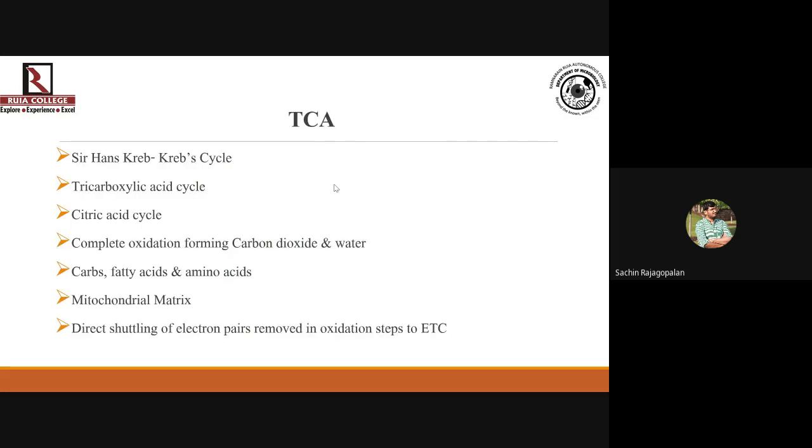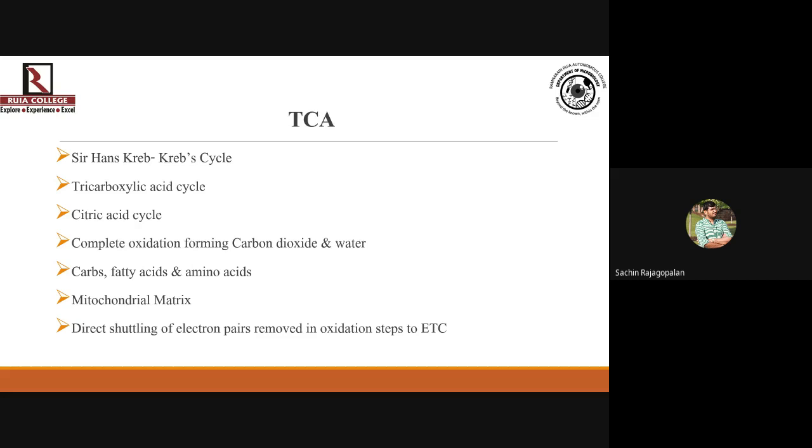So TCA was studied and elucidated in detail by this particular scientist by the name Sir Hans Krebs. That's the reason why it's referred to as Krebs cycle. There are two other names given to this: tricarboxylic acid cycle and citric acid cycle. The reason for calling it citric acid cycle is the first stable product that you will see in this process, that is citric acid. That's the first stable compound of the pathway. That's why you call it a citric acid cycle.